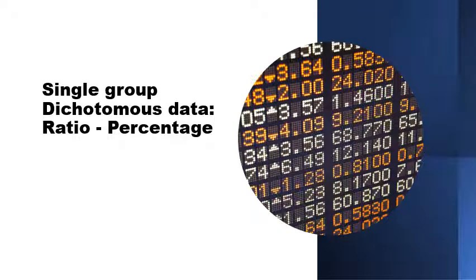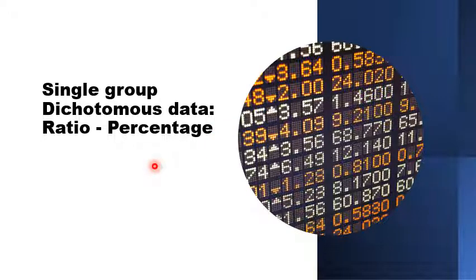Another scenario here. We're still using the single group study model. We're studying only a single group, but this time we will be measuring dichotomous data rather than continuous data. Things like alive, dead, success, failure, positive for certain tests or negative for certain tests. These are dichotomous data.